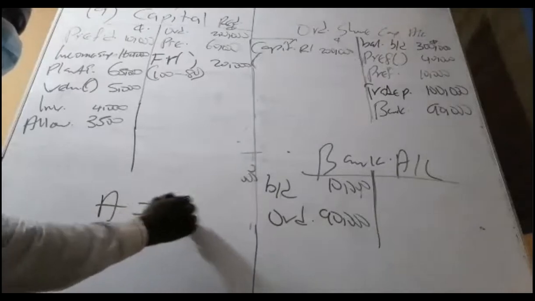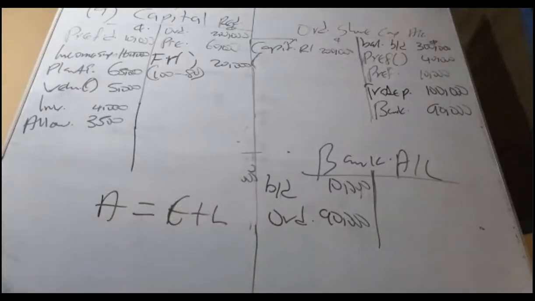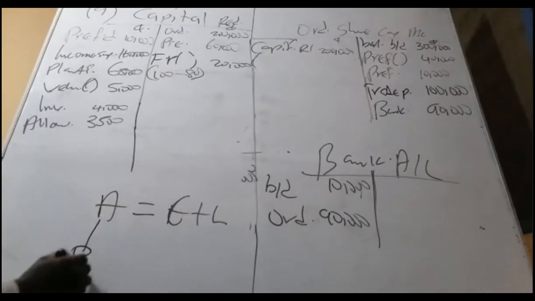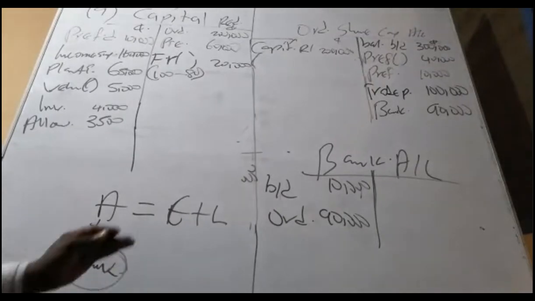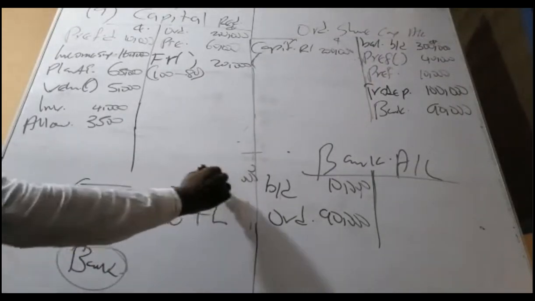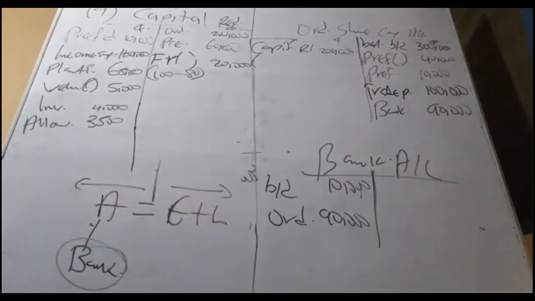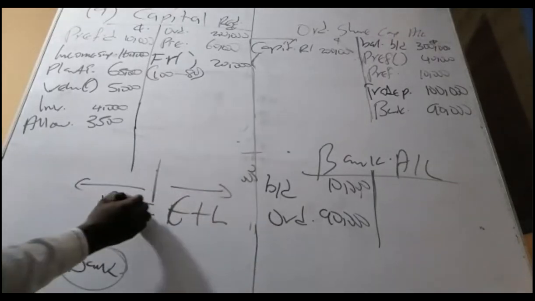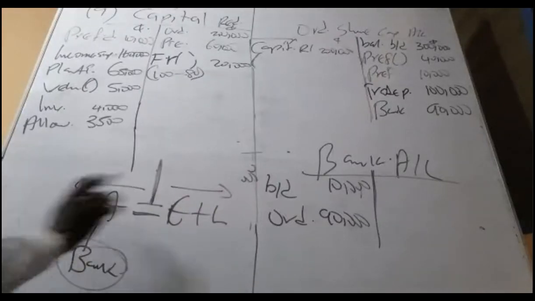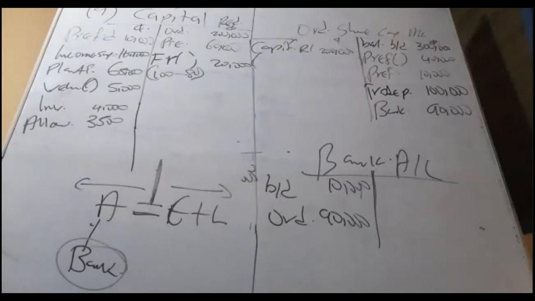Let's go to the equation. Assets equal equity plus liabilities. If you check this, bank is an example of an asset. Or check the balance sheet, it is part of the assets. So that means it must come to the left side. So this equal sign represents the T. So if that item is here, it must be recorded there. Good. So that is why we are putting the bank on the debit side.